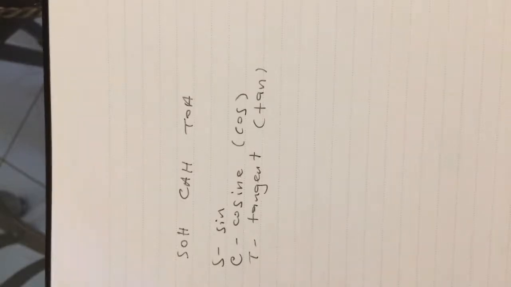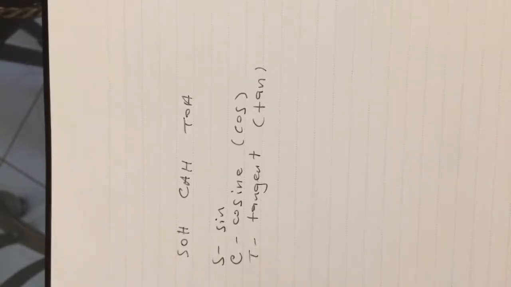So the ratios are SOH, CAH, TOA. S is for sine, C is for cosine, and T is for tangent.